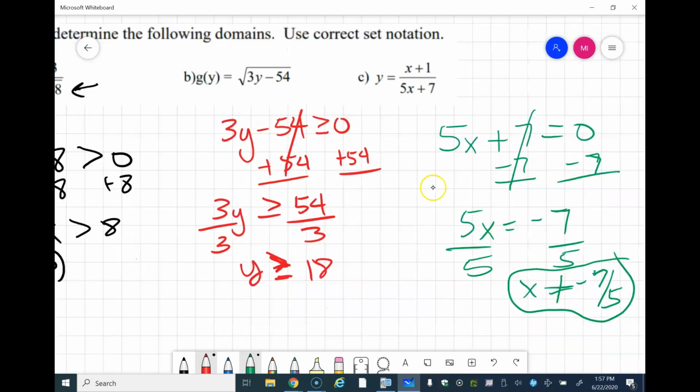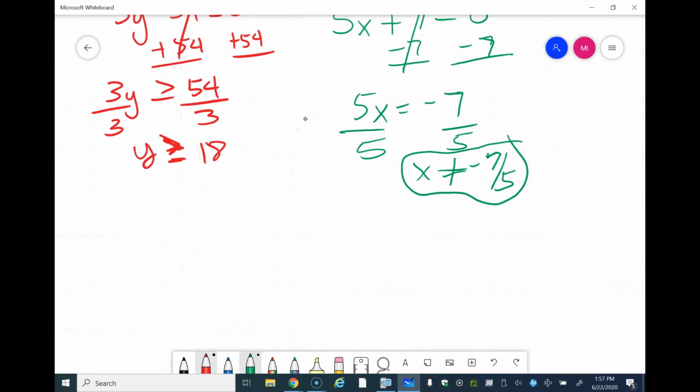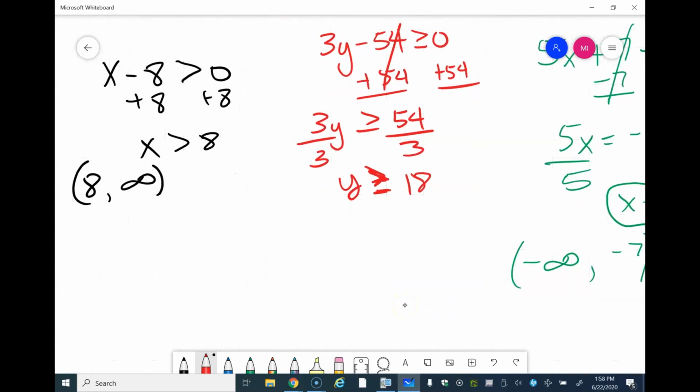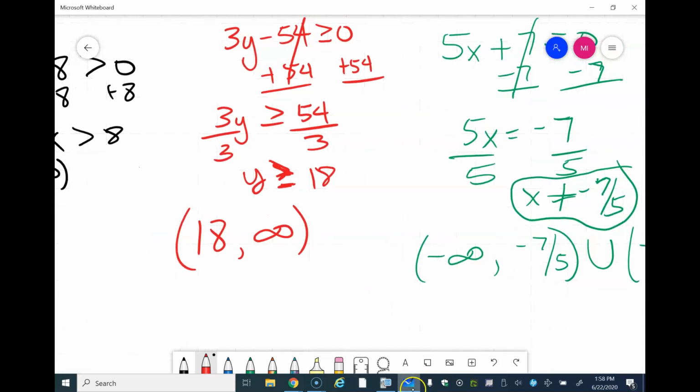So here's what the domain should look like for this one. We go from negative infinity, because that's the lowest one, to -7/5, union, and we go from -7/5, comma, infinity. So that's what the interval should look like when we're writing the domain. So these are the answers for domain. I didn't write the interval for the other one, so it's going to be 18 to positive infinity. So these are considered to be the domains for these particular problems.